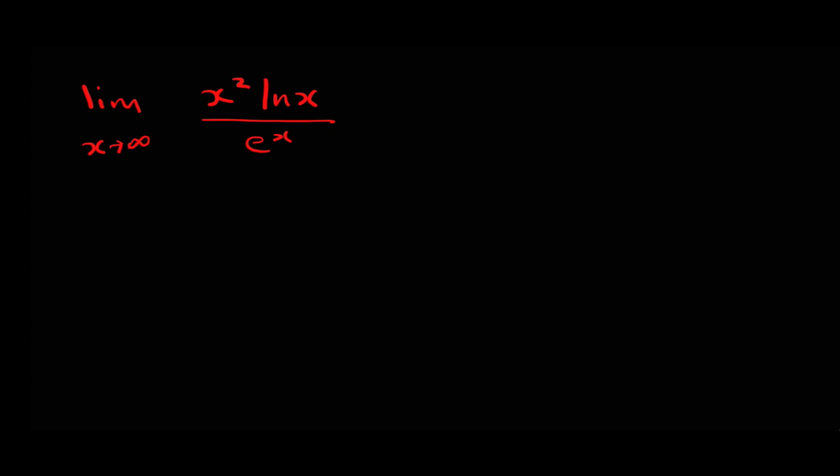Alright, have a go at trying to figure out the limit of x squared times the natural log of x over e to the power of x as x approaches infinity. Well, if you try basic substitution, you're going to get infinity times the natural log of infinity, which is just going to be infinity, over e to the power of infinity, which is also just infinity. So that's essentially infinity over infinity, which is indeterminate. So let's try using L'Hopital's rule. So to differentiate the numerator, we're going to need to use the product rule.